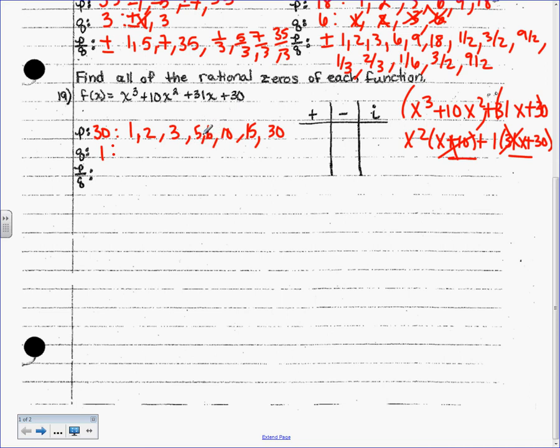Once they're right next to each other, by the way, you know you're done. And then the factors of 1 are just 1, obviously. So, P over Q is all of these over Q. Well, that's not hard, right? 1, 2, 3, 5, 6, 10, 15, and 30.